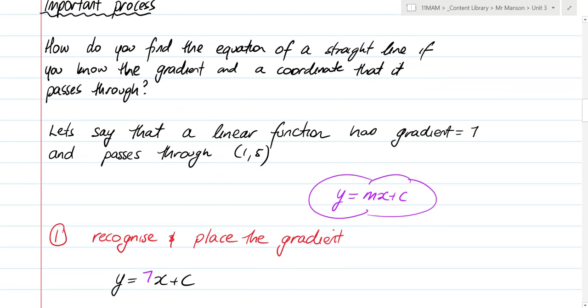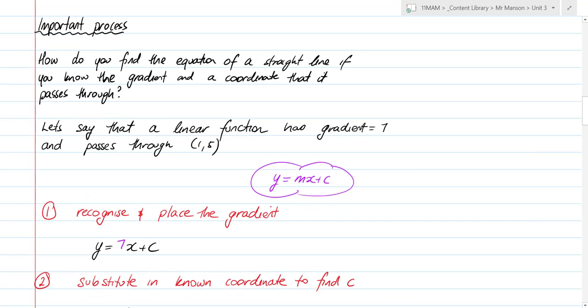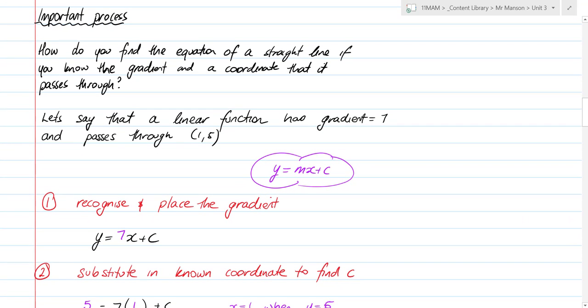But first, let's talk about an important process. This will come up not just in this topic, but it will come up a lot. It's a process you need to recall from year 9 and 10, and that is how to determine a straight line from a gradient and a point. It'll be really important. So I've got a bit of an example here.